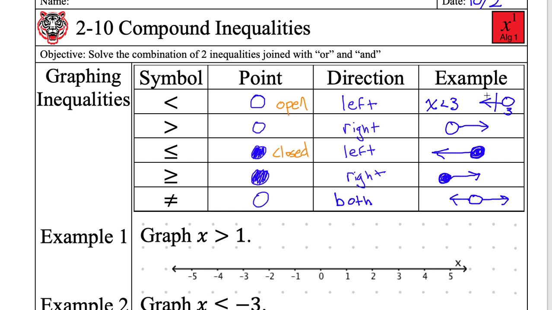So it's basically anywhere where there's an arrow, that is a solution. So this is a solution, this is a solution, this is a solution. All of those are solutions, which is kind of cool for the not equal to, which means everything is a solution except for that one point that I'm talking about, which makes sense because there are an infinite number of solutions.